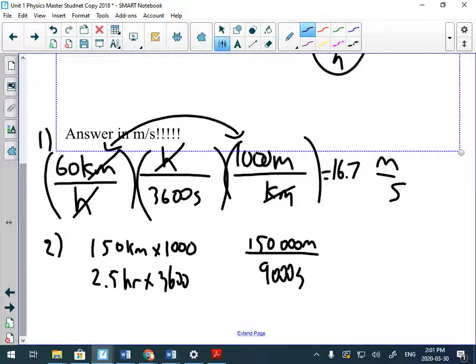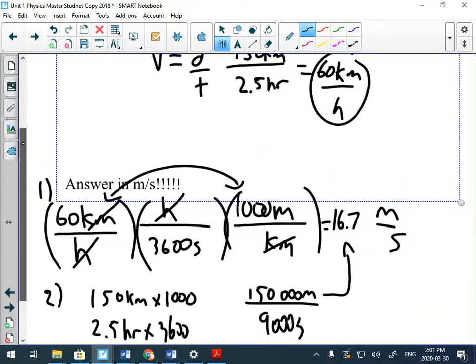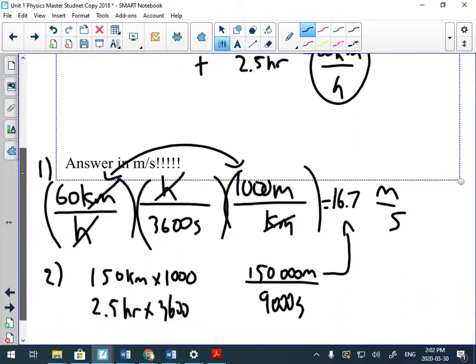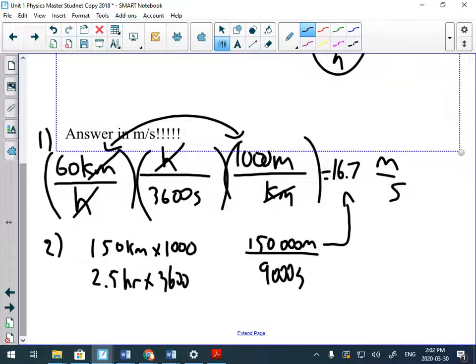Now, I guarantee you, when you divide this, you're going to get the same answer as which I've solved above. And lo and behold, you do. So there's a couple ways you can do it. If I'm being a nice guy, I might just let you solve it in kilometers per hour. If I'm being a jerkhole, it's going to be in meters per second.